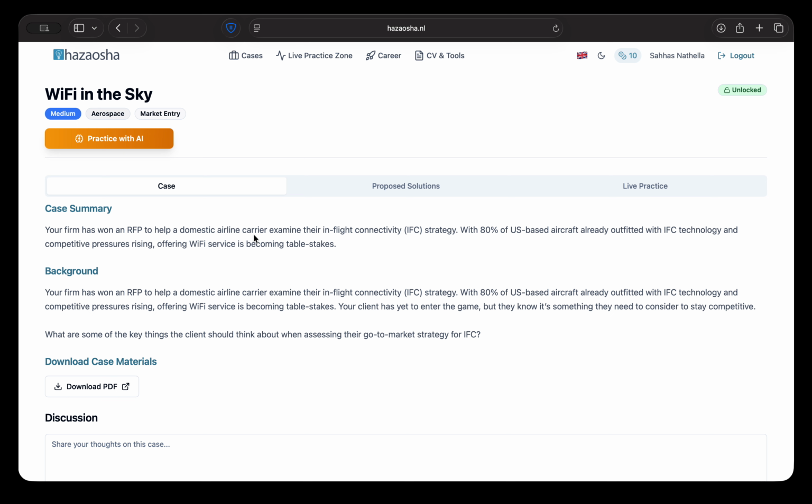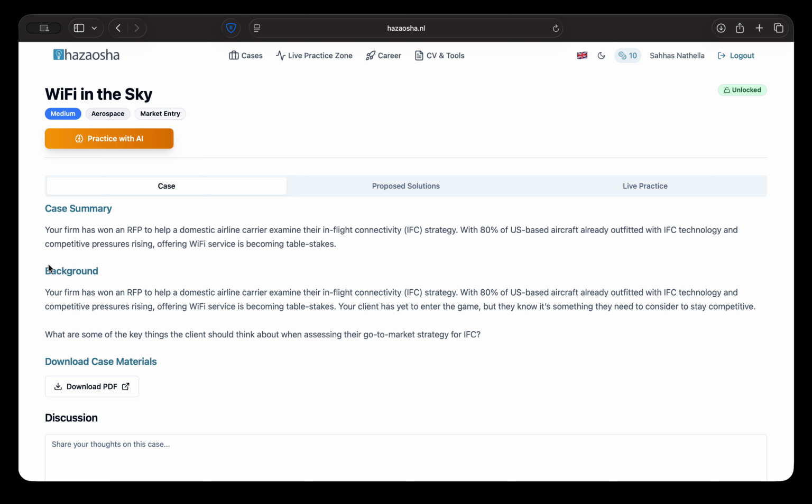Here you land on the details of the case. So let's go through the case summary. Your firm has won an RFP to help a domestic airline examine their in-flight connectivity strategy. With 80% of US aircraft already equipped with IFC technology and competitive pressures rising, offering a Wi-Fi service is important. So when we read about the background, we'll understand what the case is about. The question is, what are some of the key things that the client should think about when assessing their go-to-market strategy for IFC?